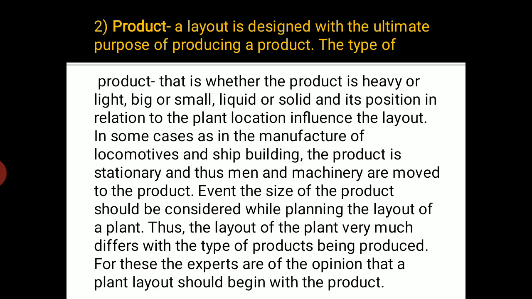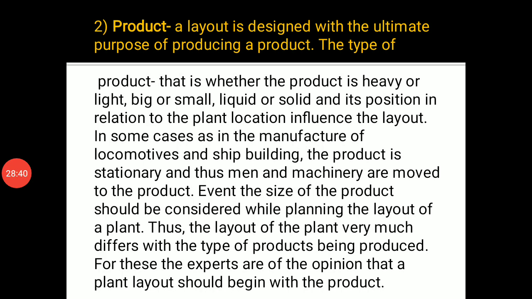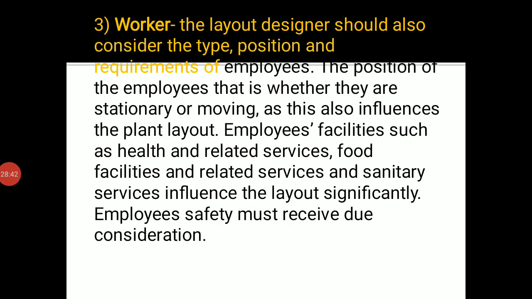For this, the experts are of the opinion that plant layout should begin with the product. As soon as I decide what I want to produce, the immediate question comes up: how is the product going to affect my plant layout? I want to produce this, so what kind of arrangement will I have to bring in? That should be my second factor to be considered, right? If we go to the third one, it is the worker.